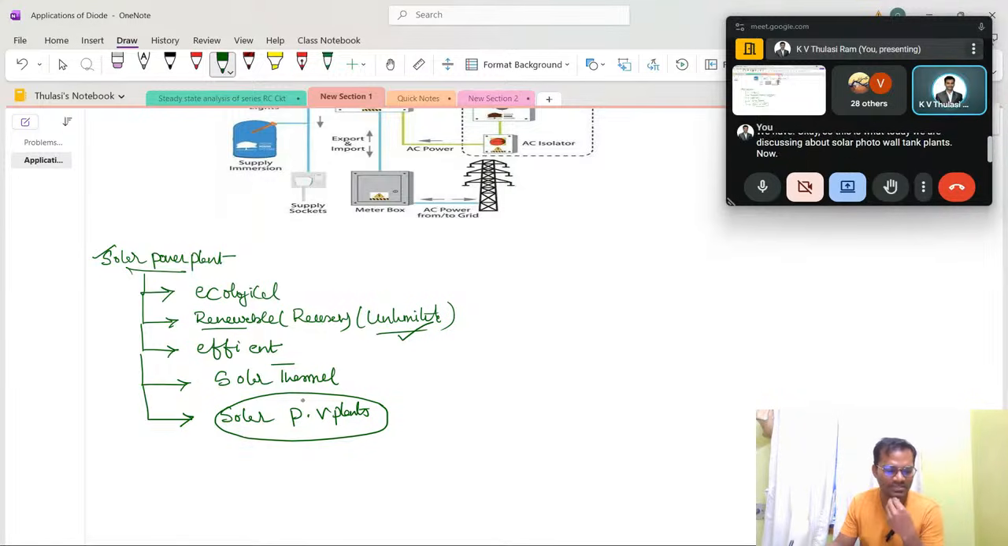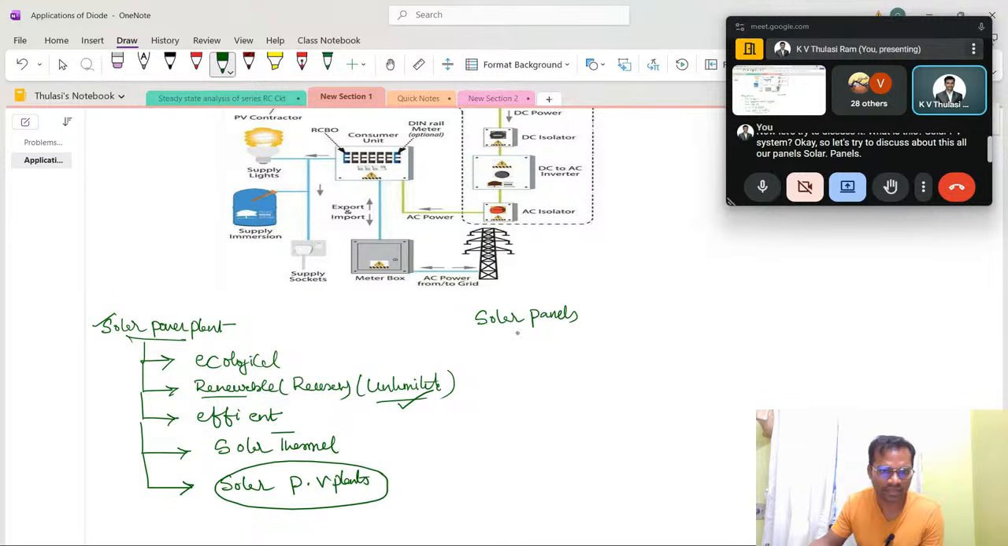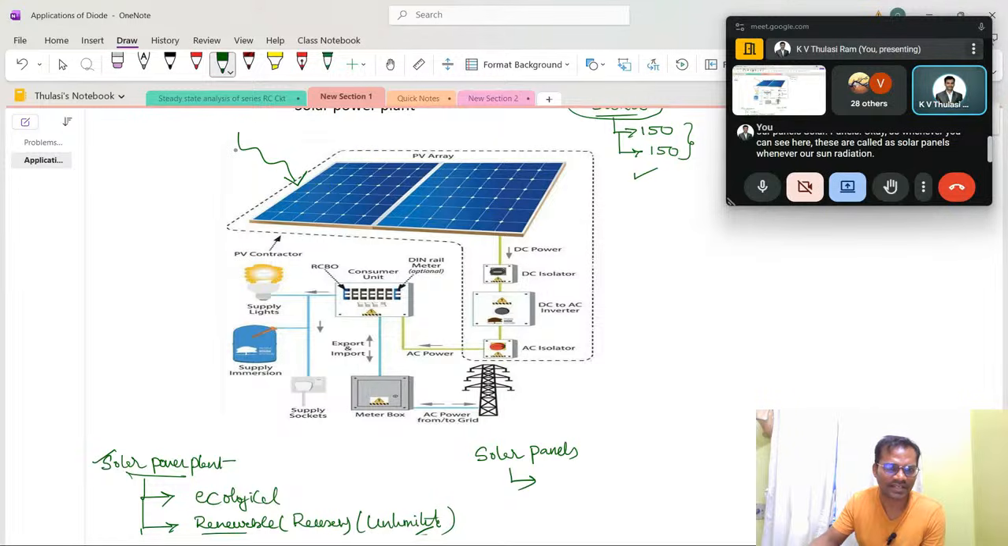Now let's discuss what this solar PV system is. Let's discuss the solar panels. Whenever the sun's radiation, the light energy, bombards our solar panel, this light energy is converted into voltage. This process is called the photovoltaic effect.